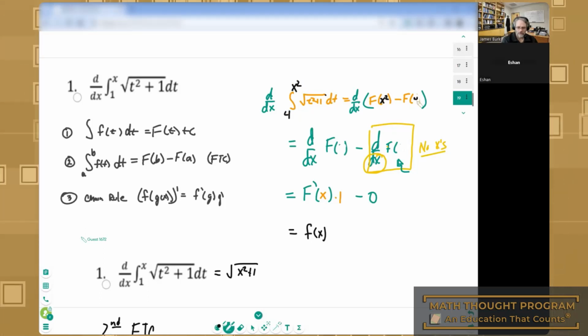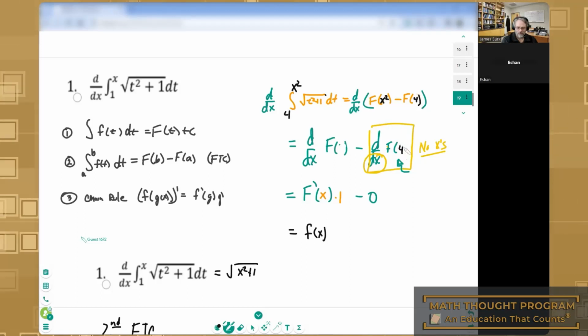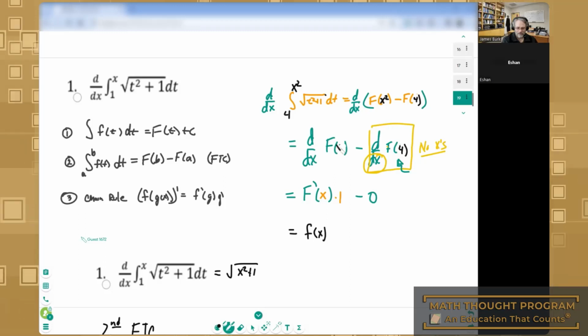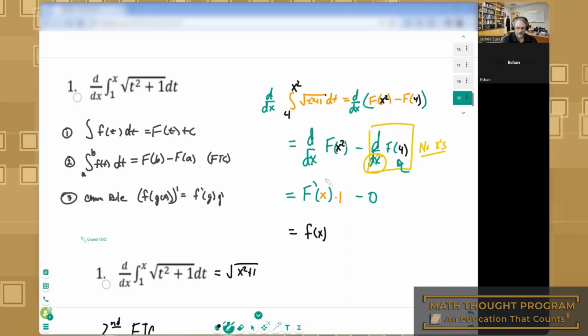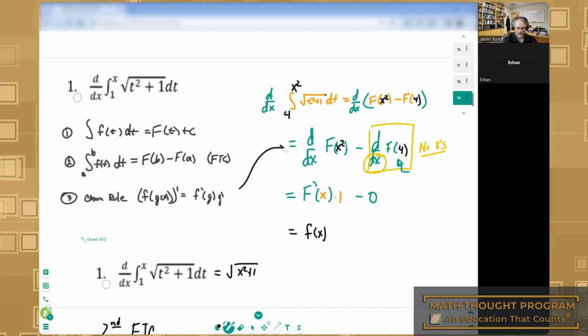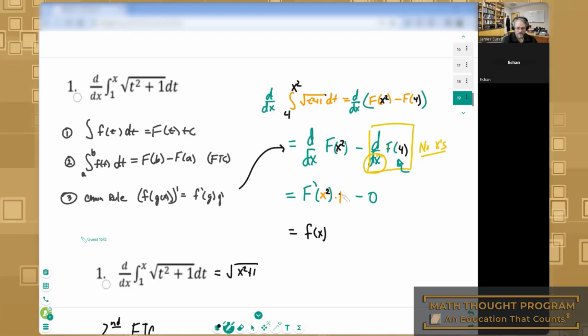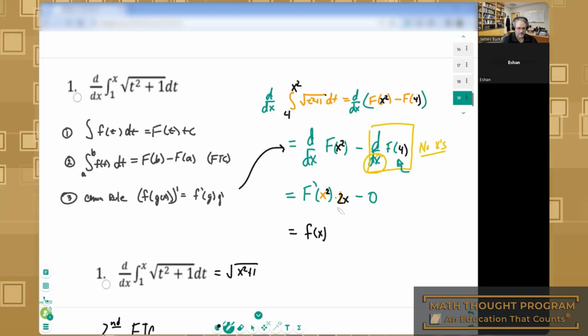We're going to plug in. We're going to do the evaluation. There's no x's here still, so that's going to be 0. But here I'll have x squared. And remember, chain rule. It's a function composition. So you'd have x squared and then 2x as well.